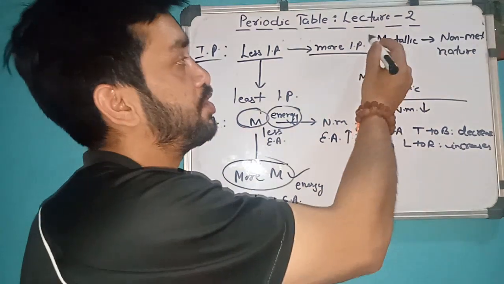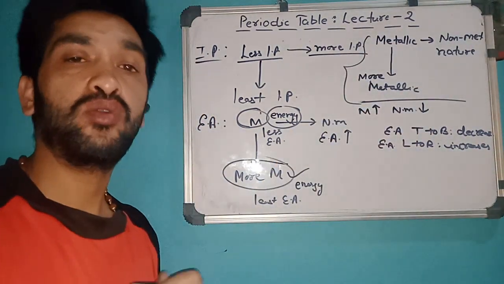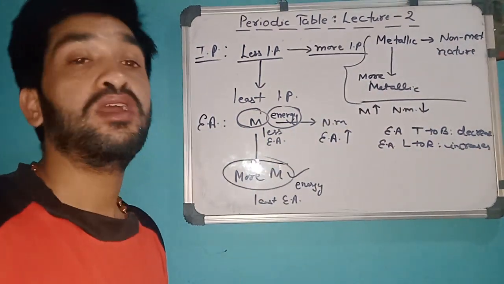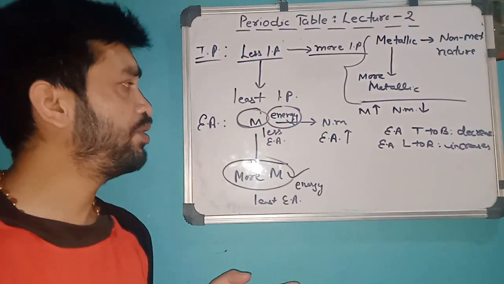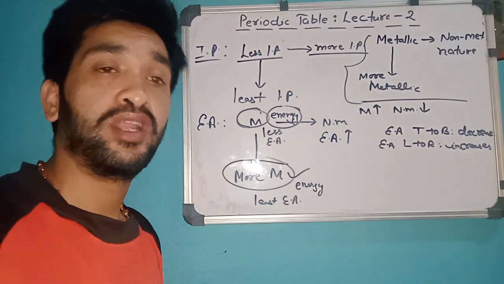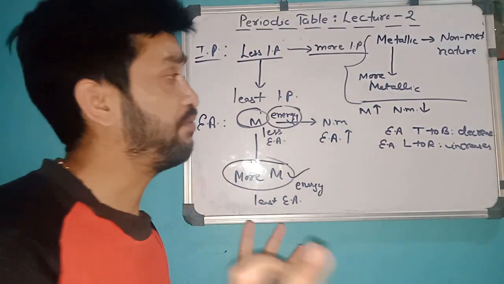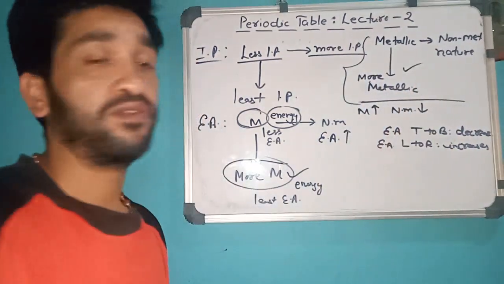So again, on the basis of this chart, we took out the trend for electron affinity: metallic nature, non-metallic nature, ionization potential, electron affinity, electronegativity, and electropositivity. Every type of question is from this flow chart only.